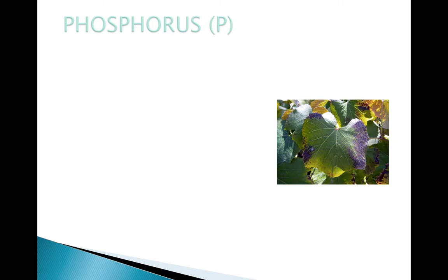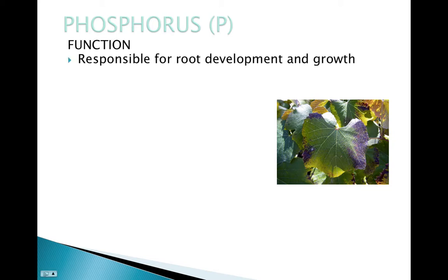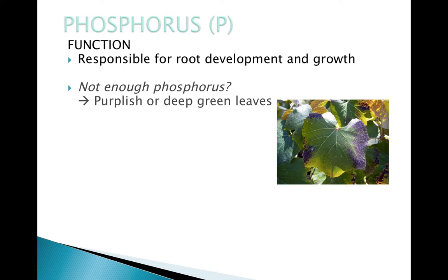Next is phosphorus. What phosphorus does for plants is it develops their roots. If you don't have enough phosphorus, which is a really common problem, then you could get purplish colored leaves. So here's an example of some purple tinge on a leaf. And phosphorus is really hard to get into your soil. So we're going to talk about the phosphorus cycle soon.